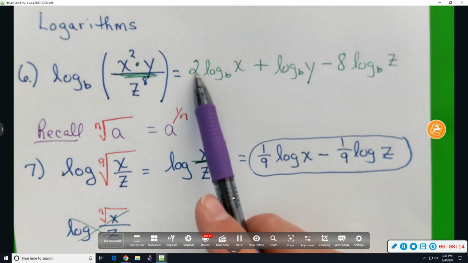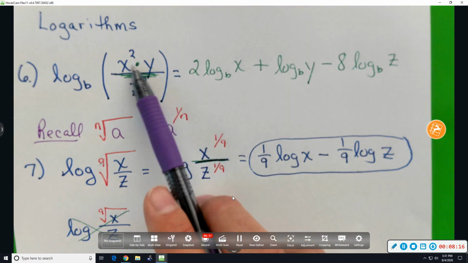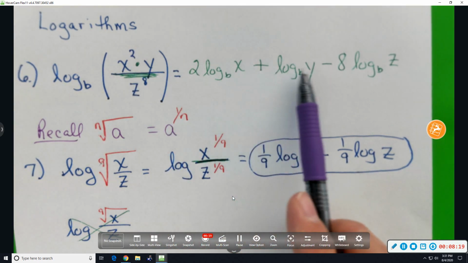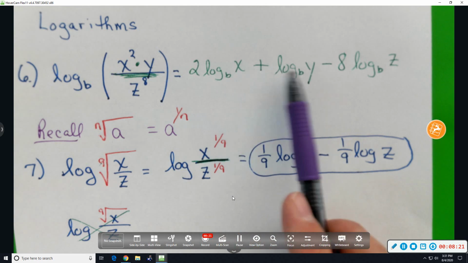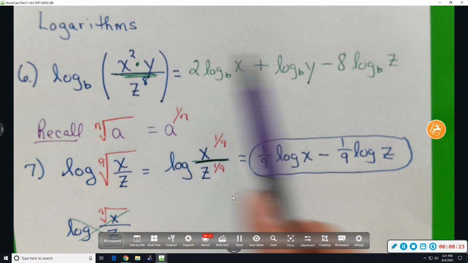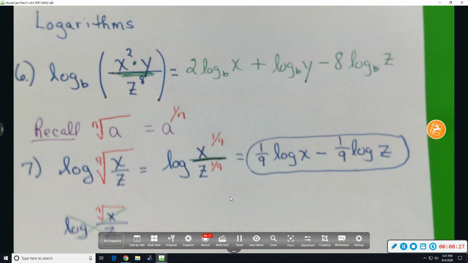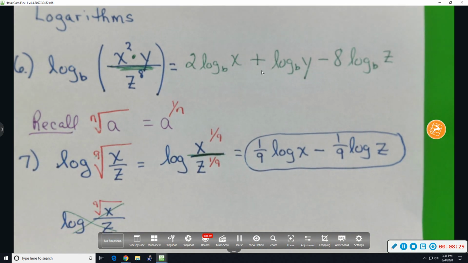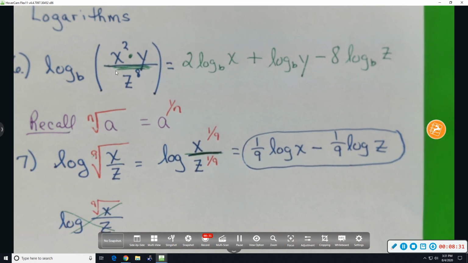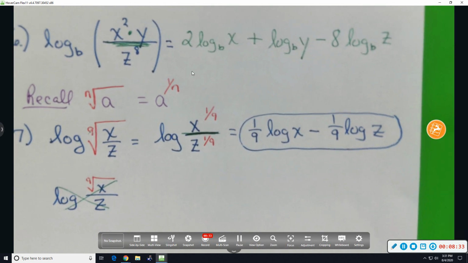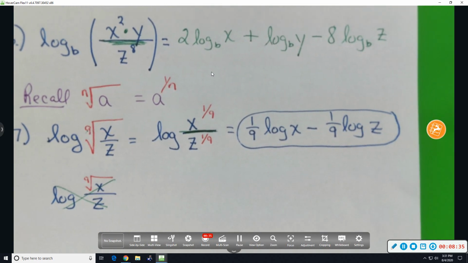Just remember, the number in front of the letter L is the exponent. The stuff that has pluses in front goes on top. The stuff with the minus in front goes on the bottom. And if there's no minus in the expansion, then there's no fraction in the condensed form of the logarithm.